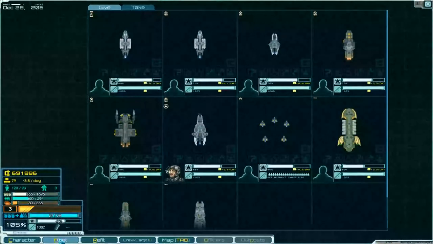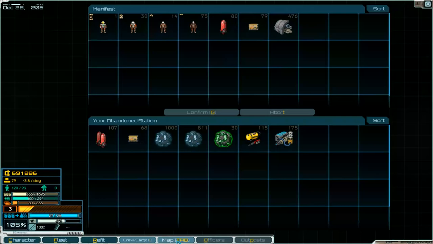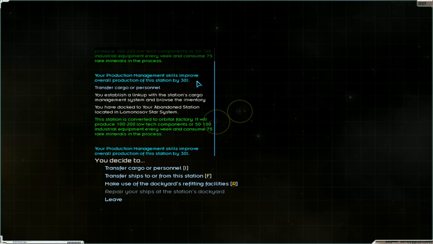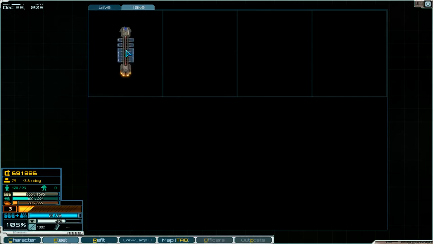We don't need fleets. Nothing new. That's all, I think. Or something here new, transfer cargo or person. Okay, we've done that. Okay. And we've got already. Don't know, they've got minerals, so they do low tech components, I think. And this is a transporter. Take him all.